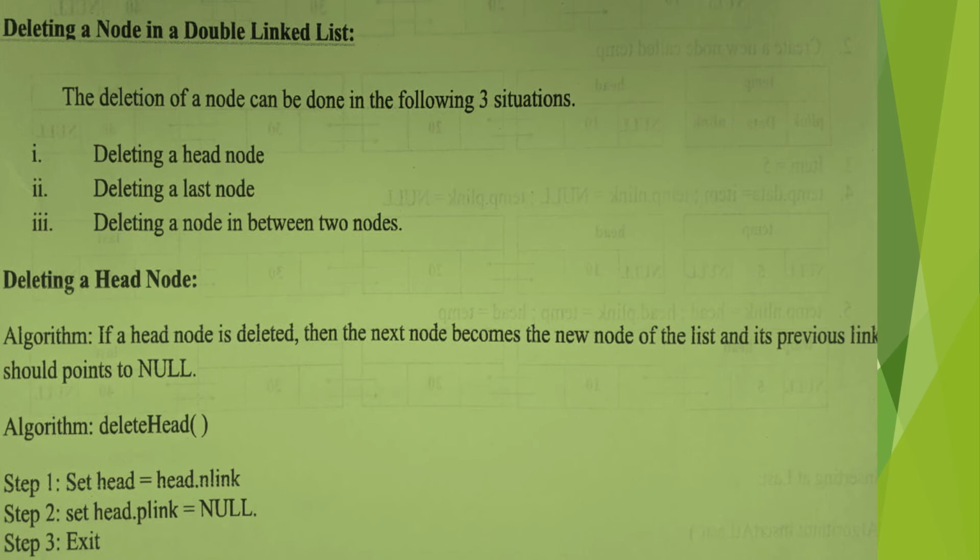double linked list. If a head node is deleted, then the next node becomes the new head of the list, and its previous link should be null. Simply head equal to head.nlink. So I have changed the head to the second element, now the head becomes the second one. So head.plink equal to null. Let us see this in diagrammatic representation.